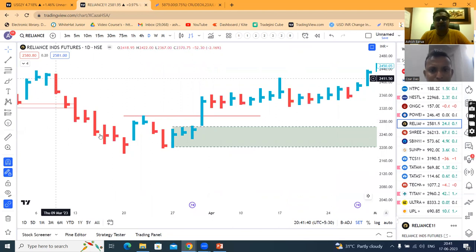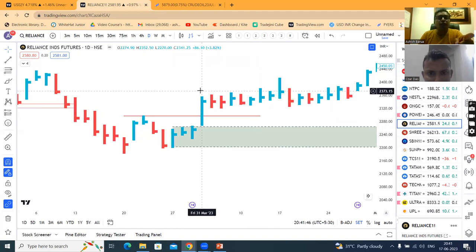on any bar, this is called the bar chart. Then, if we look at the top, O is 2274.90, meaning it opened at this price. H means high. After opening here at 2274, during the day, since the time frame is daily, it traded a high of 2352, a low of 2270, and closed at 2341.